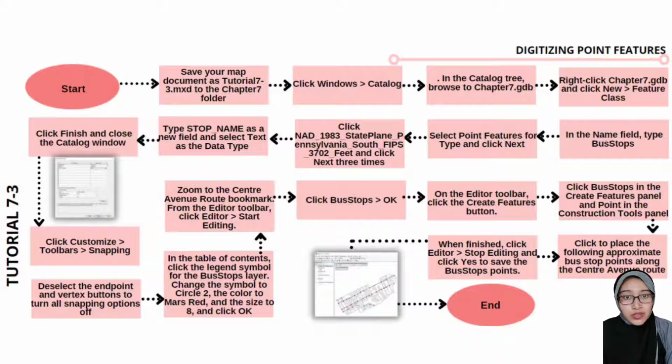Tutorial 7.3 is about digitizing point features. In addition to bus roads, point features for bus stops are needed for planning purposes. In this exercise, we'll digitize bus stop locations as points.